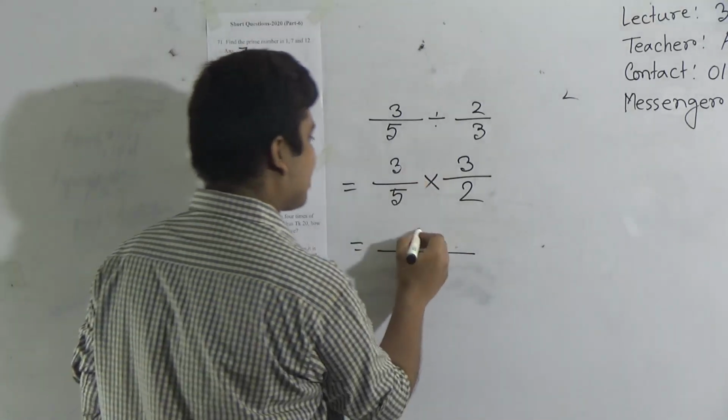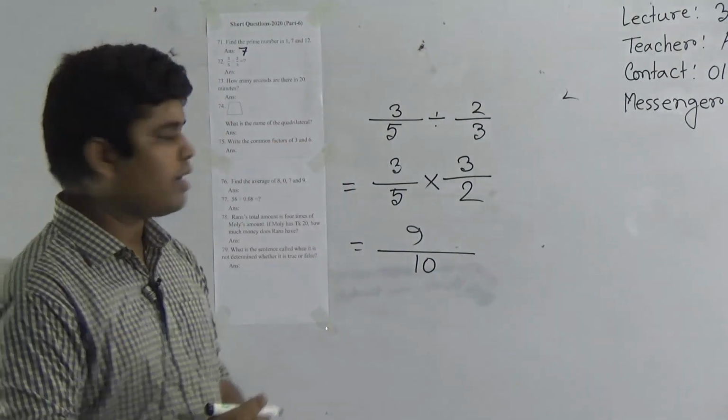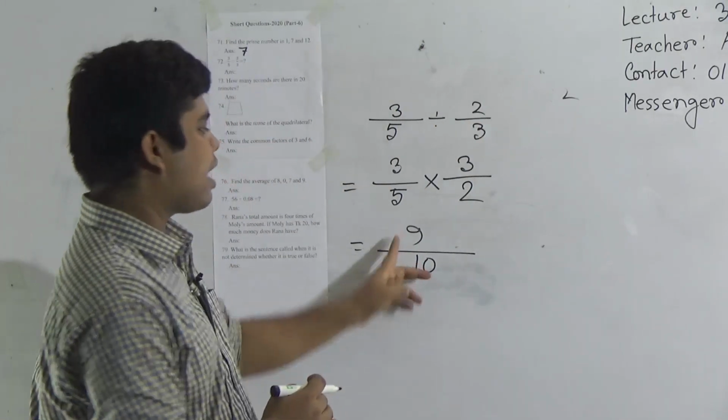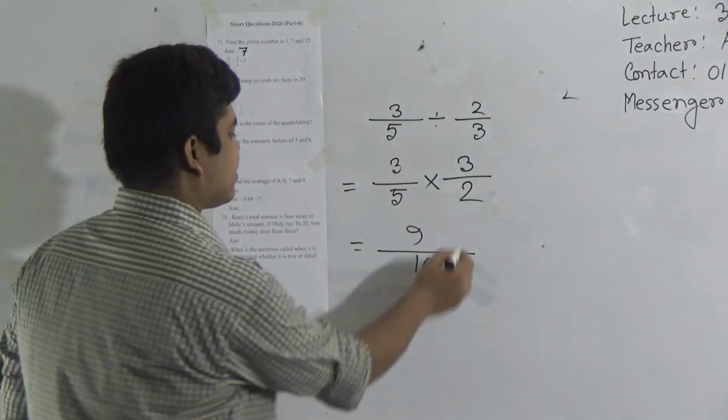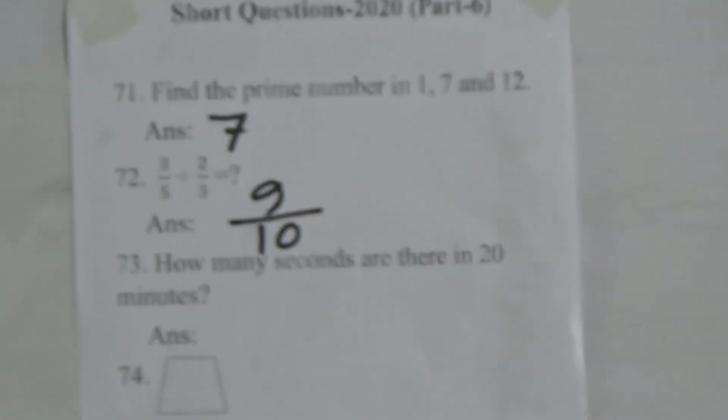So 3 threes are 9 and 5 twos are 10. So if we divide the first fraction by the second fraction, then we get 9 by 10 as the answer. So this is the answer. So the answer is 9 by 10. I hope you have understood.